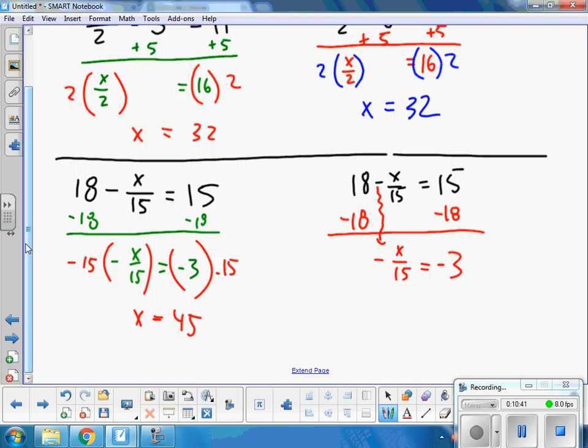Now I see that I'm dividing by 15, so the opposite would be to multiply by 15. And there's that negative right there. So I'm going to deal with it by bringing that over as well. Negative 15 over negative 15 is 1. So I'm left with x. That's the only thing that's left over there, 1x. A negative times a negative will be positive. And 3 times 15 is 45.